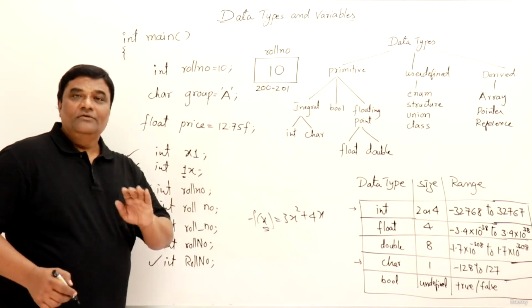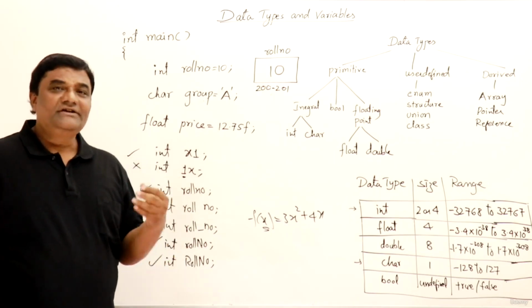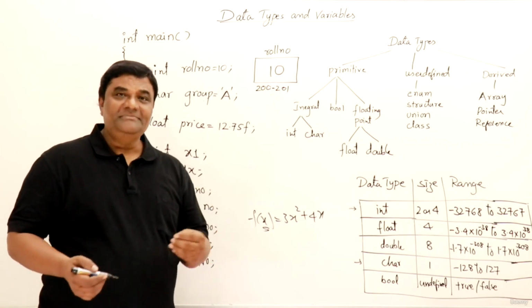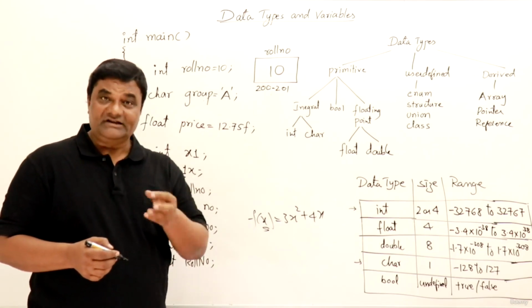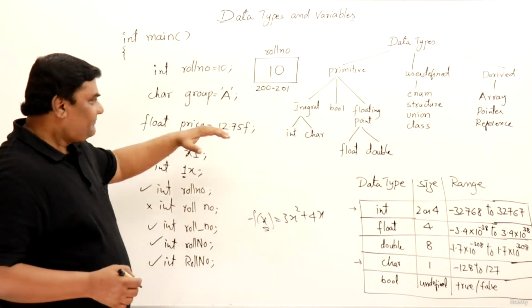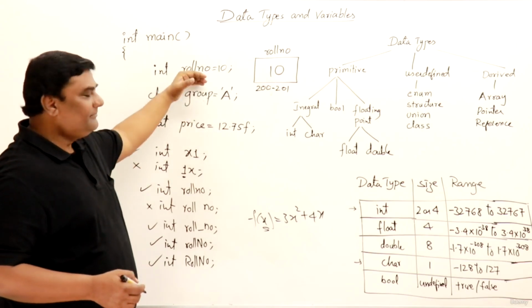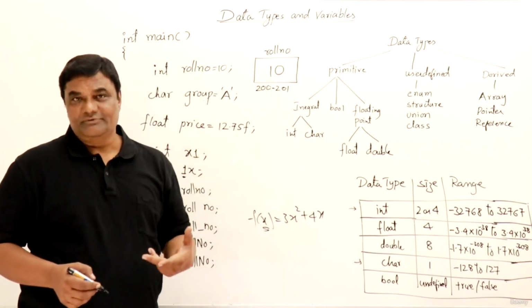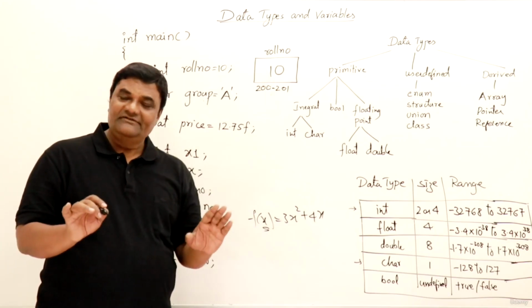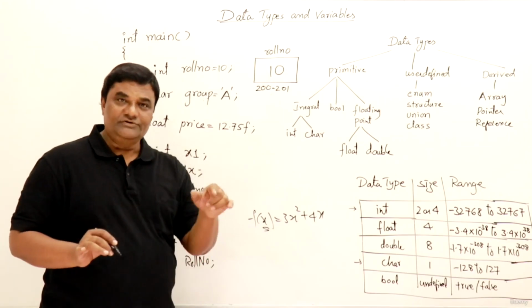Then one last thing. When you are giving a variable name, don't give names like x1, x2, a, b, c. Use some meaningful name so that the name shows what type of value it is containing, like price, group, roll number. These are readable, so it will be easy for you when writing the program. So that's all. I have shown you how to declare the variables and how to use them.